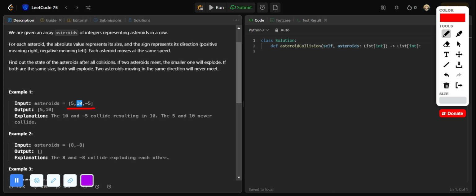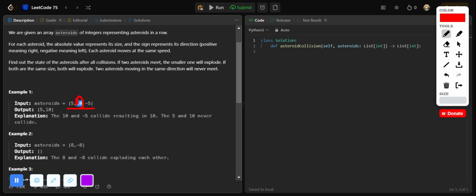So how do we solve this problem? How do we find out the state of the asteroids after all collisions? We need to know the directions, right? For example, which directions should bring collisions? If we have 5 and 10, they are moving in the same direction, and that means they will never meet. But with 10 and negative 5, 10 is moving to the right, and negative 5 is moving to the left, so they will meet.